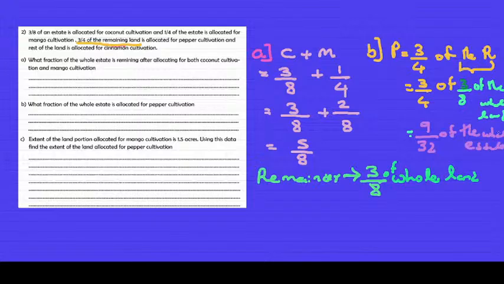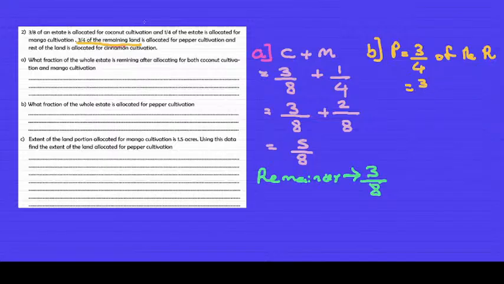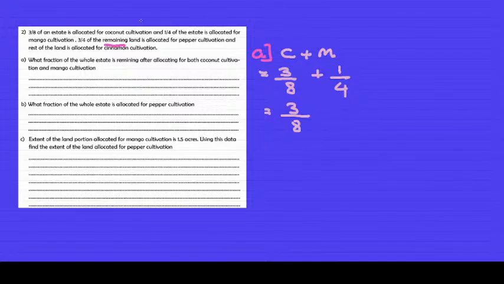Right. Question C. The extent of the land portion allocated for mango cultivation is 1.5 acres. So for mango, they said as a fraction that a quarter of the estate is for mango, and now they are giving the extent of the land allocated for mango in terms of acres. Using this data, find the extent of the land allocated for pepper cultivation. Let's see how to do this.